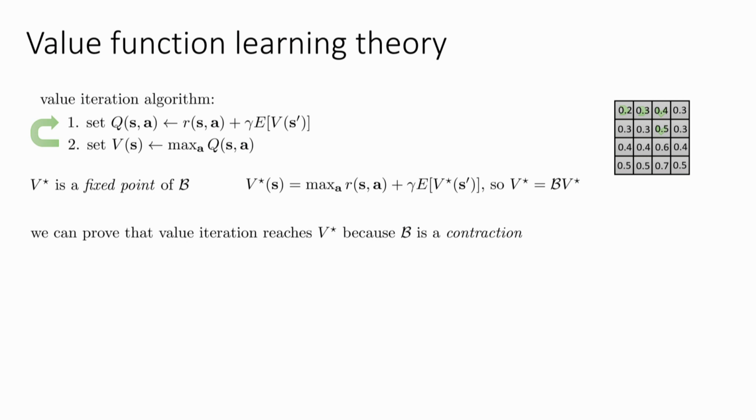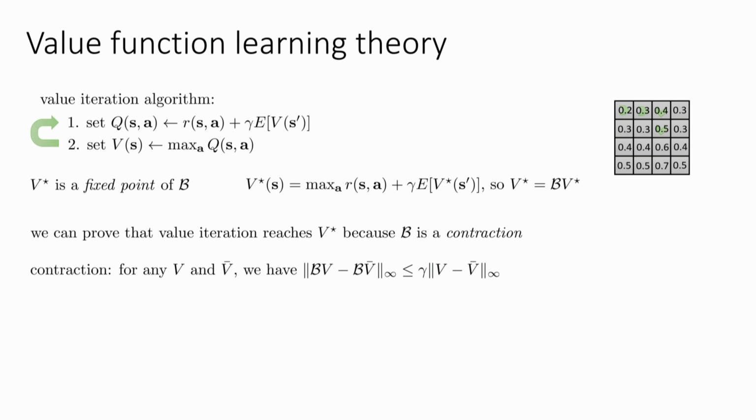What does it mean for an operator to be a contraction? It means that for any V and V bar, so for any two vectors essentially, the difference between the vectors you get by applying B to both of them, so the difference between BV and BV bar, is less than or equal to gamma times the difference between V and V bar. So we call this a contraction, which means that after you apply B to both of the vectors, they get closer together. Hence contraction.